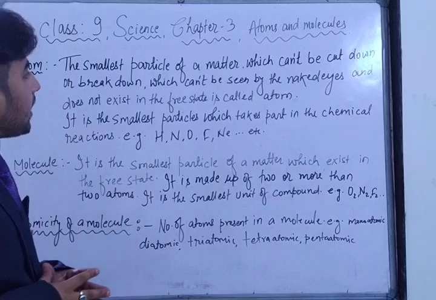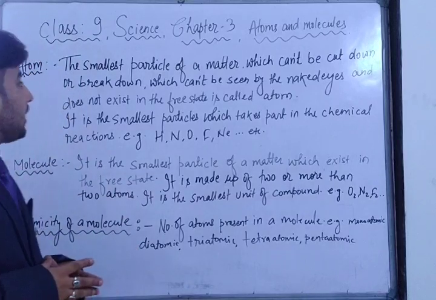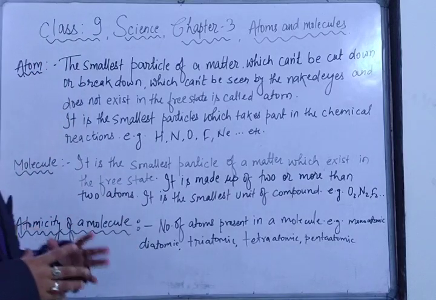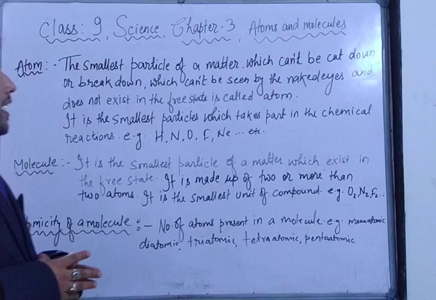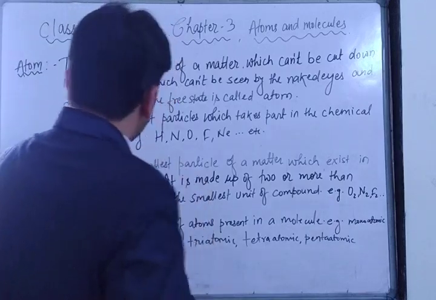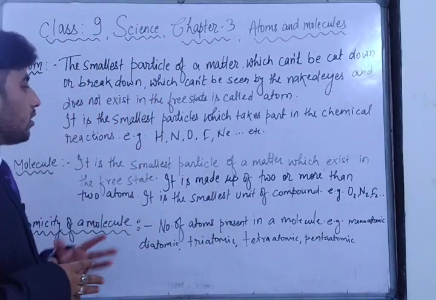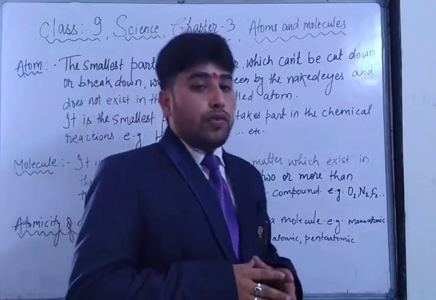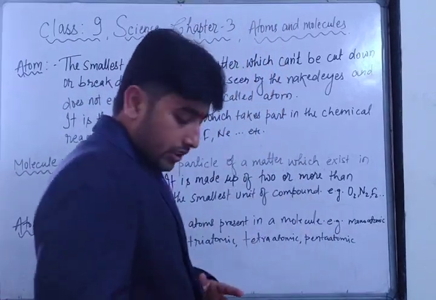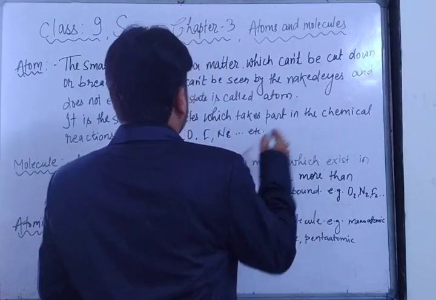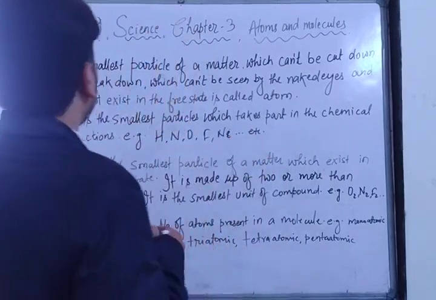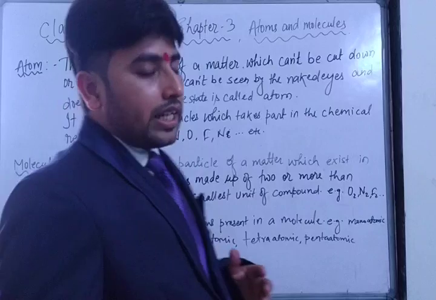The smallest particle of a matter which can't be cut down or broken down, which can't be seen by the naked eyes and does not exist in the free state is called an atom. It is the smallest particle which takes part in the chemical reactions, as for example hydrogen, nitrogen, oxygen, fluorine, and nickel, etc. For all these elements, the smallest part is called an atom.